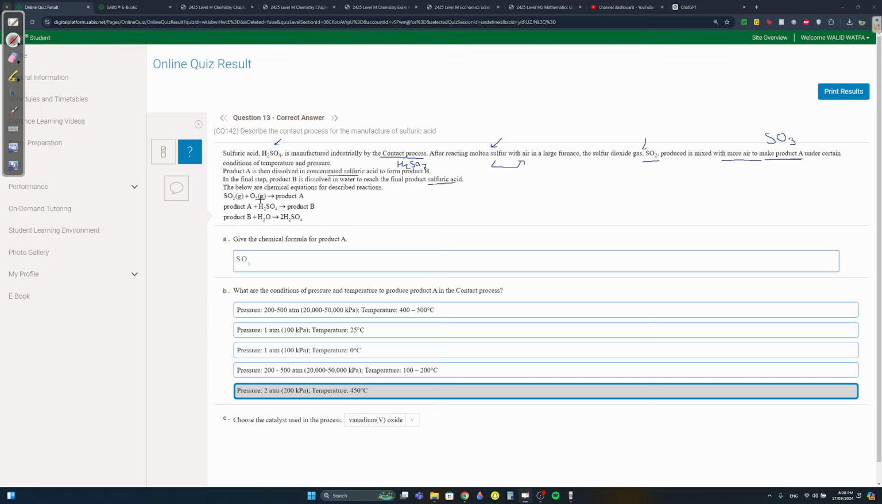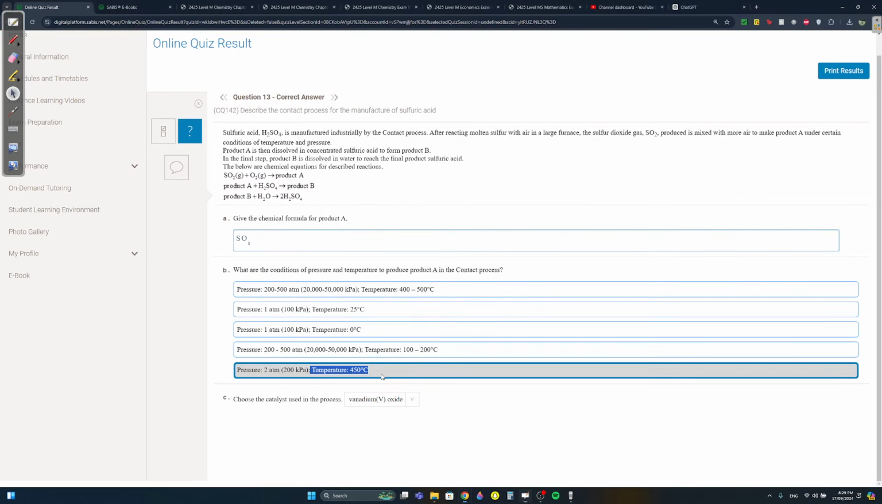The below are chemical equations. SO2 plus O2 gets you product A, so you want SO3. In the exam, she might give you the same exact question but change it and ask for product B. You can write H2S2O7 for the chemical formula. If she asks what's the name, oleum. What are the conditions? We had 2 atm and 450 degrees Celsius. What's the catalyst? Vanadium(V) oxide.